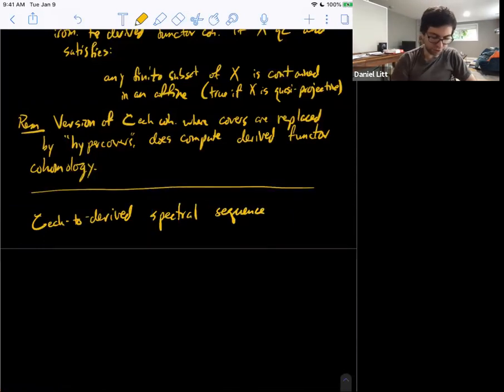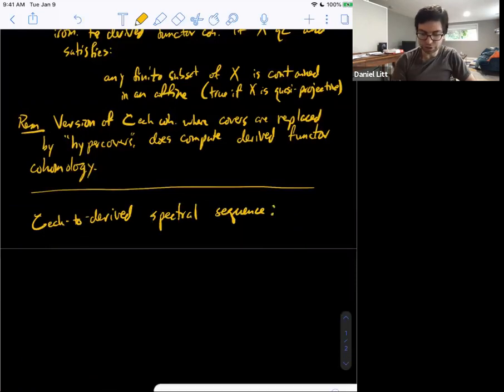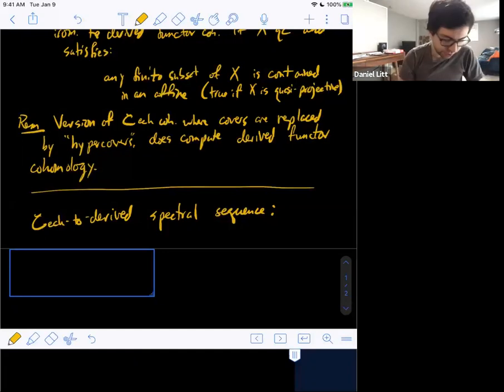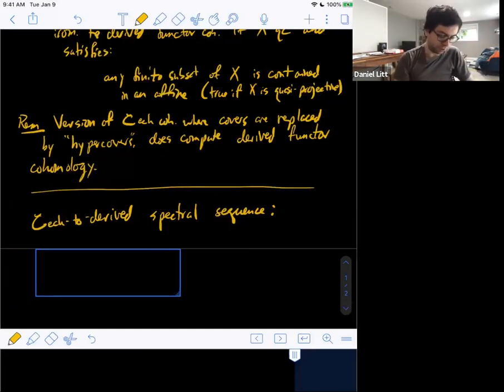So this is a sense in which Čech cohomology is always related to derived functor cohomology. Namely, there's a spectral sequence which goes from some kind of Čech cohomology to derived functor cohomology. This is maybe familiar if you've seen a similar thing for sheaves on topological spaces. There's a totally analogous story. So let's make this object. It'll be the spectral sequence of a certain double complex.